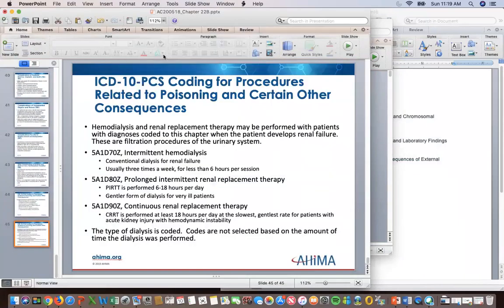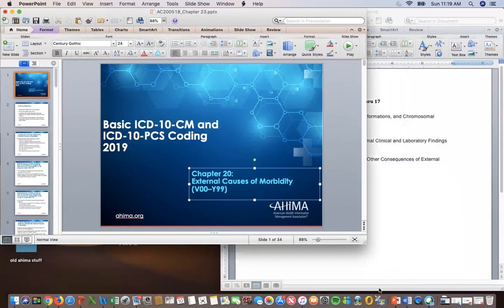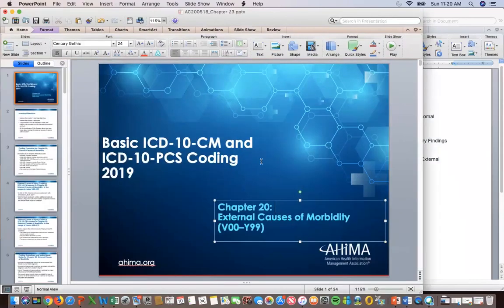Okay, I'm going to save that one. And now, last but not least on this section is external causes of morbidity. So not as many PowerPoints in relation to this, the T codes. So let's open up your coding manual and take a look at what we are going to be looking at when we talk about external causes of morbidity, which is V00 to Y99.